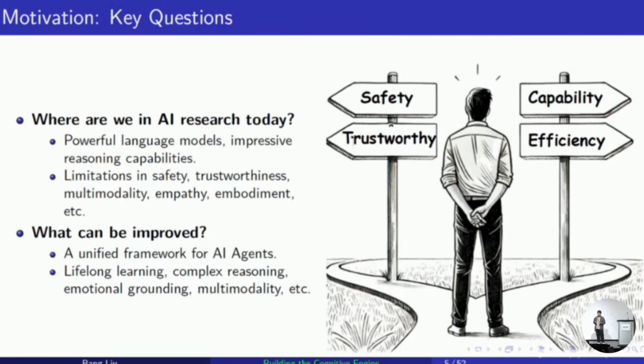There are so many topics, so many exciting research out every day. And we also want to know what can be improved through which paths. So we want to come up with a unified framework for AI agents. We want to improve the lifelong learning, complex reasoning capabilities, emotion grounding, multimodality, and so on.